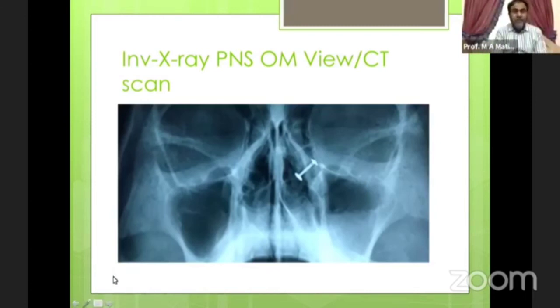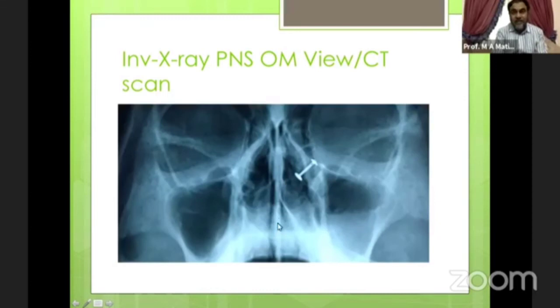Okay. So this is the X-ray paranasal sinuses, occipitomental view, showing what? Look at this here. The air and fluid level in the left maxillary sinus. This is the feature of acute sinusitis, air and fluid level. Air and fluid level in acute sinusitis. Now look at this air and fluid level in the left maxillary sinus.